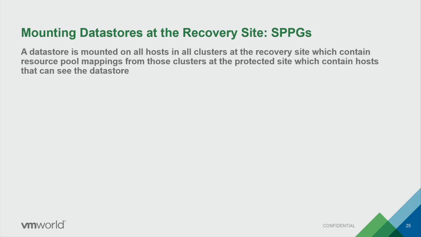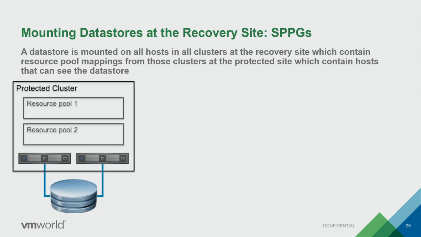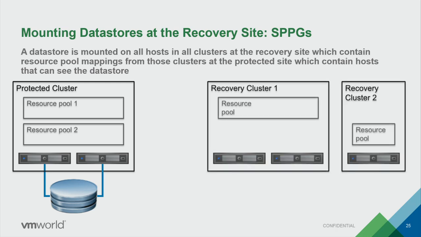For everybody else, let me do it step by step with the illustrated version. Imagine that you have a protected site with two resource pools, two hosts, and a data store mounted on both of them. And then on the recovery site, you have two clusters, each has a resource pool, and then you configure mapping from resource pools like this. Notice that we're effectively splitting the cluster into two on the recovery side. Obviously, we can do merge and things like this.